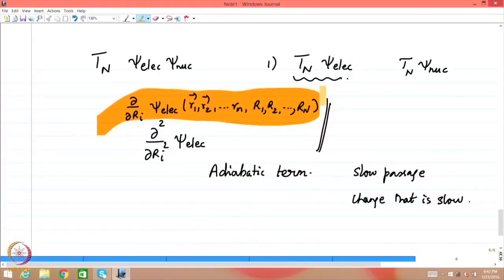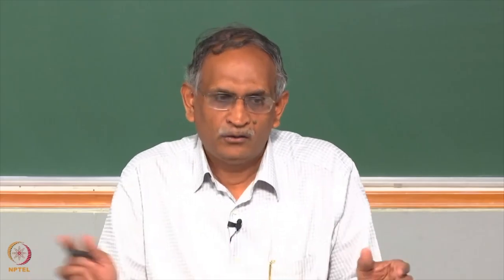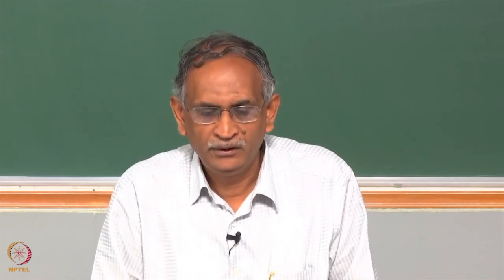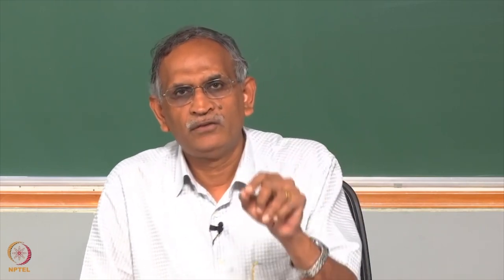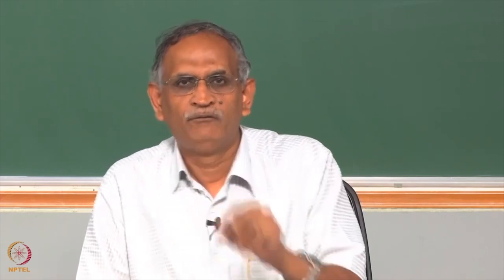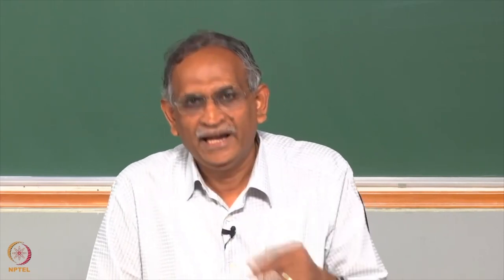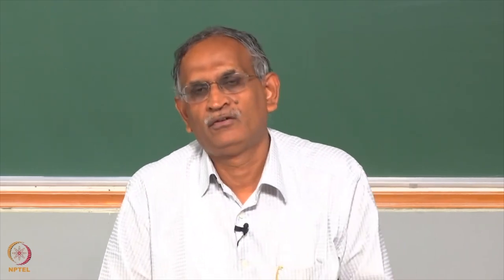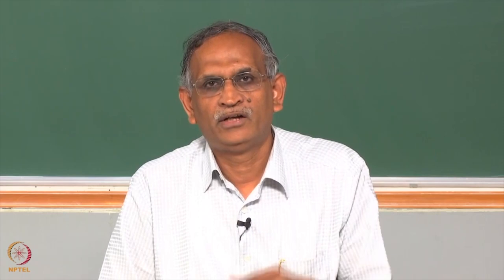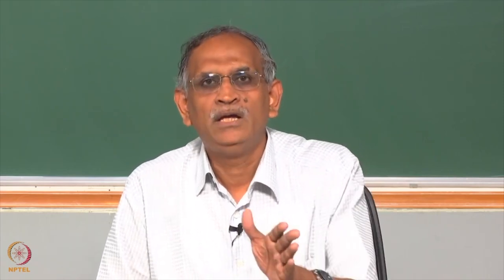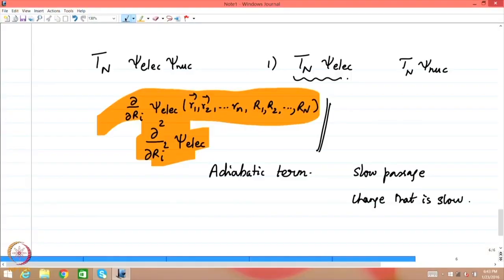We can also, if that change is small, the rate of change is also going to be small or even smaller, and therefore, let us not consider these two terms as important. This was the suggestion which today is known as the Born-Oppenheimer approximation, that the rate of change of the electronic wave function with respect to the nuclear coordinates, and the second rate of change of the electronic wave function with respect to the nuclear coordinate terms, be neglected, not equal to 0, be neglected.